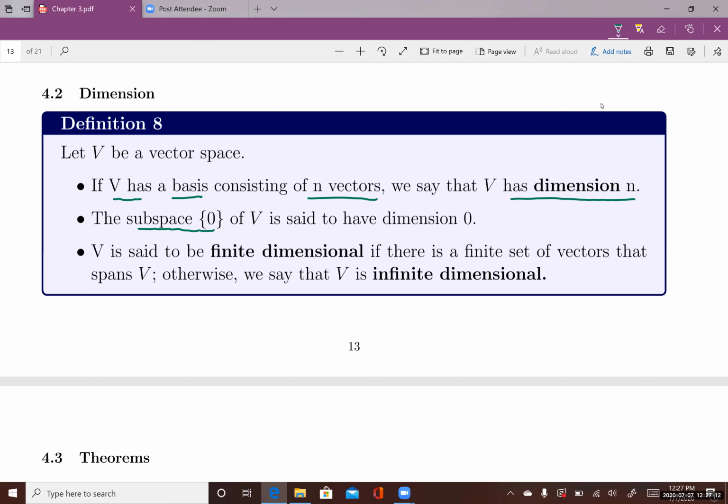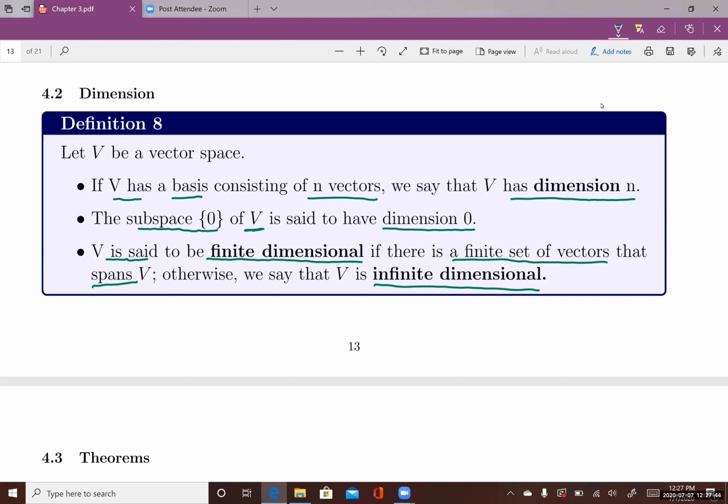A subspace 0 of a vector space has dimension 0. And V is said to be finite dimensional if there's a finite set of vectors that spans V. Otherwise, we say that V is infinite dimensional. If you have a set of vectors that form a basis of V, then the number of vectors in that set is the dimension of V.